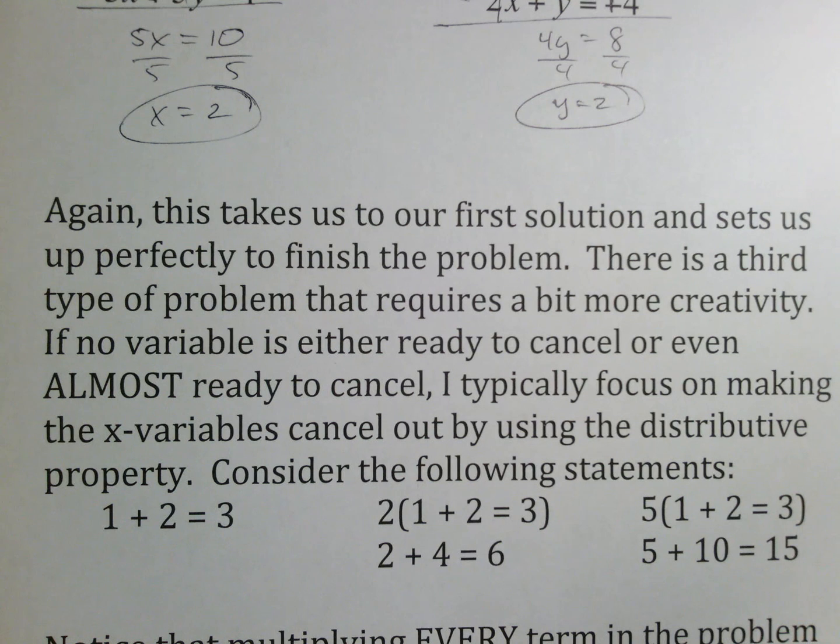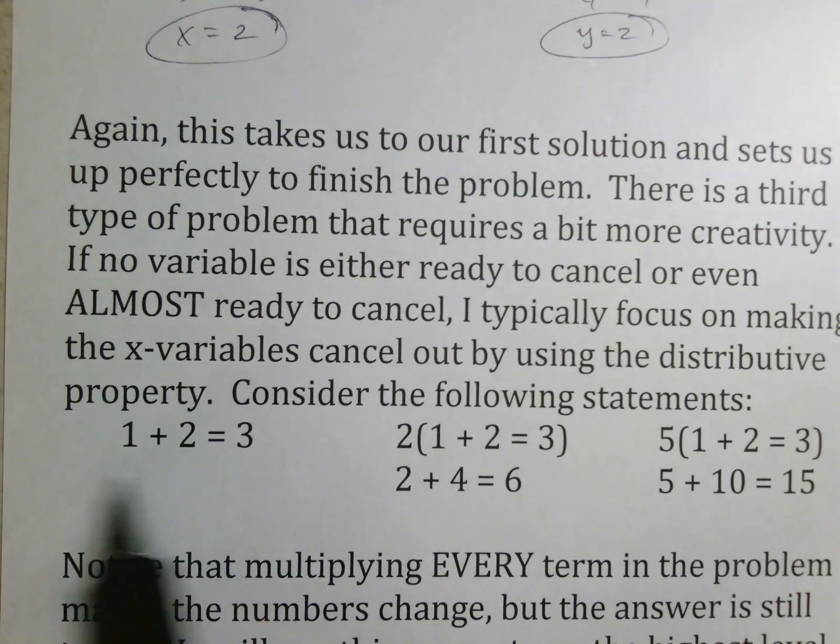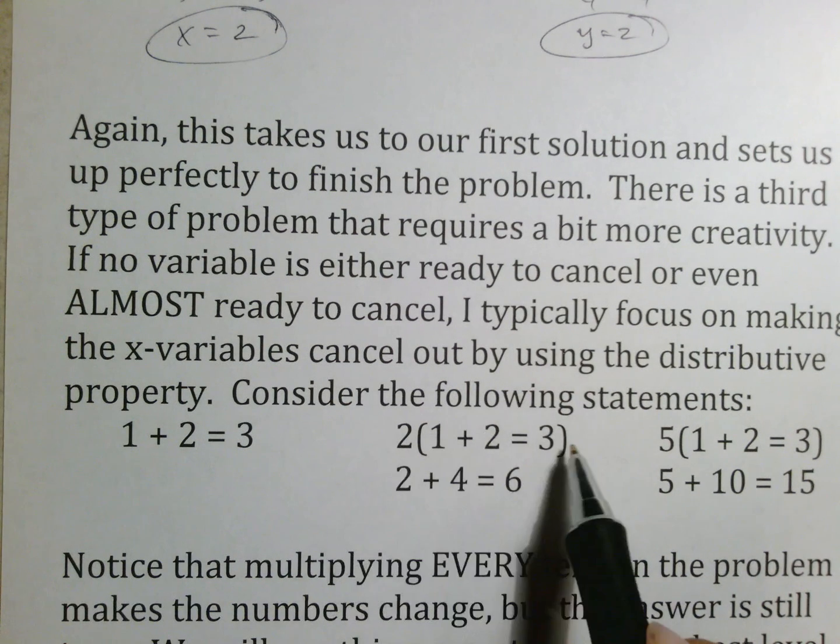If no variable is either ready to cancel or almost ready to cancel, I typically focus on making the x's go away by using the distributive property. So consider the following statements. We know that 1 plus 2 is equal to 3. But what if I took that and simply multiplied everything in there by 2?